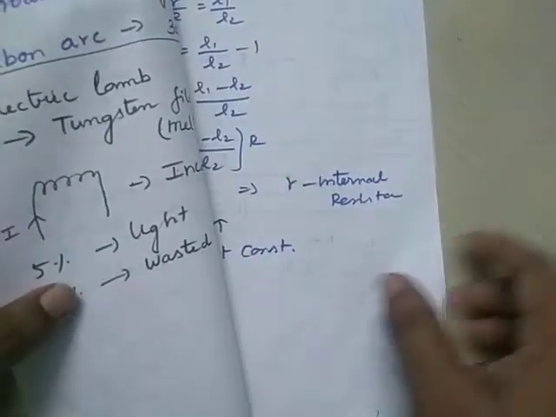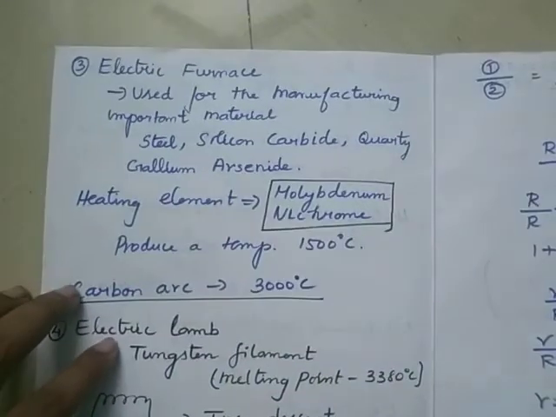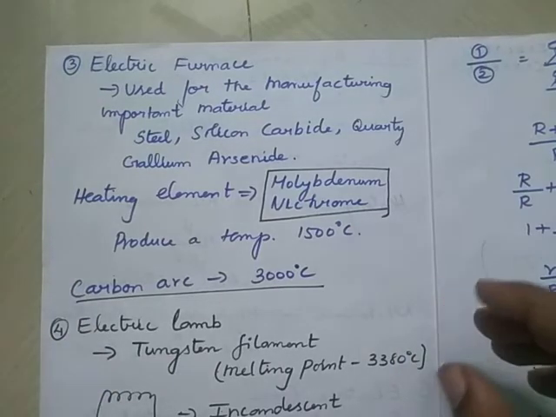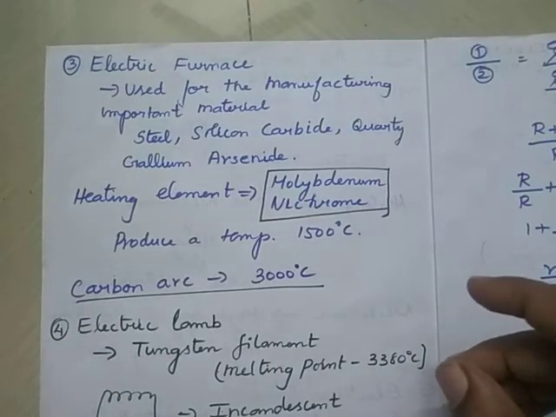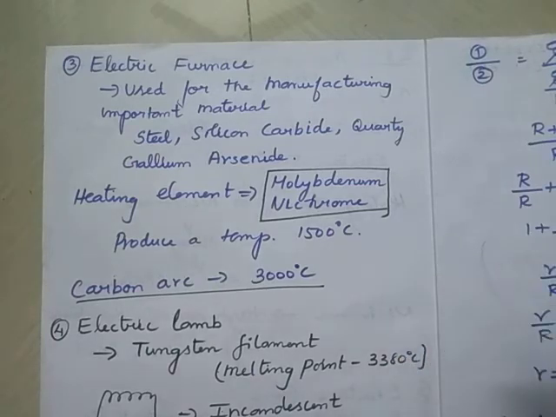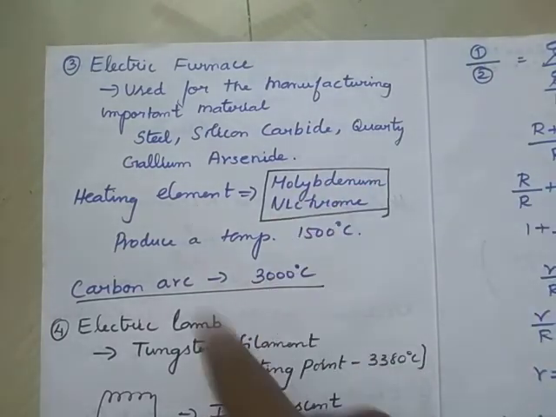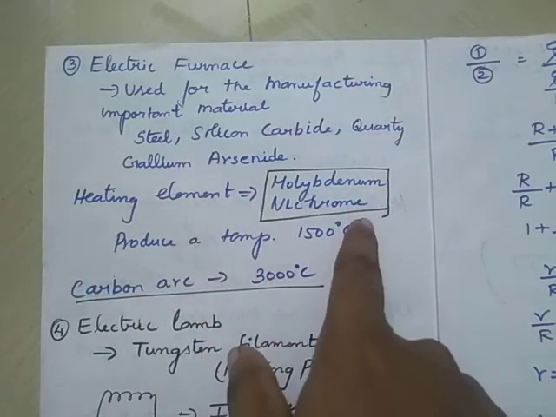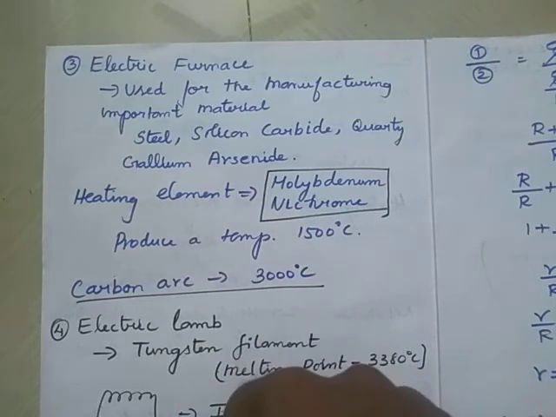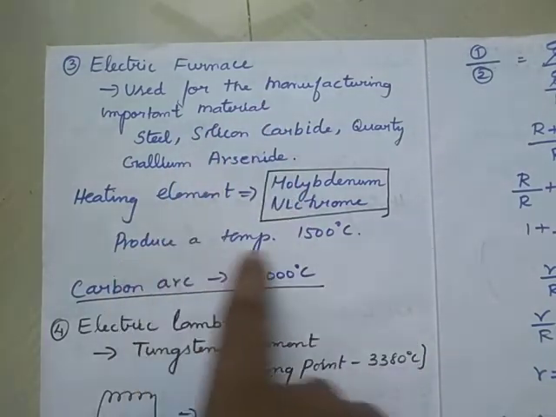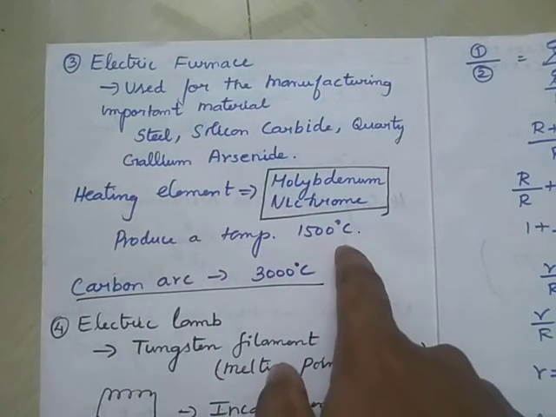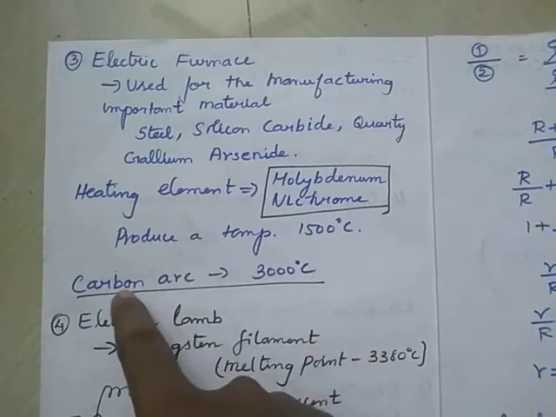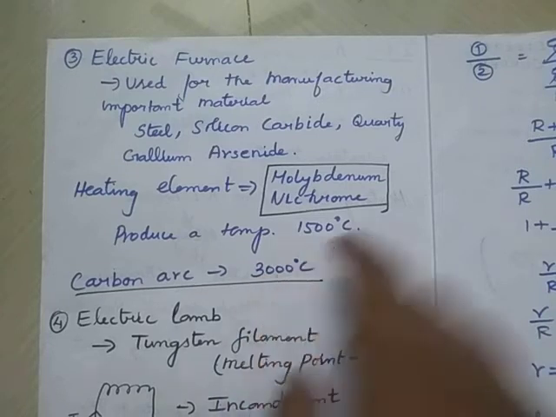The next, electric furnace. An electric furnace is a device used for manufacturing important materials such as steel, silicon carbide, quartz, and gallium arsenide. Here in this furnace, the heating element is molybdenum nichrome wound on a silica tube. This electric furnace can produce a temperature of 1500 degrees Celsius. If we need more than 1500, then we can use carbon arc. This produces 3000 degrees Celsius.